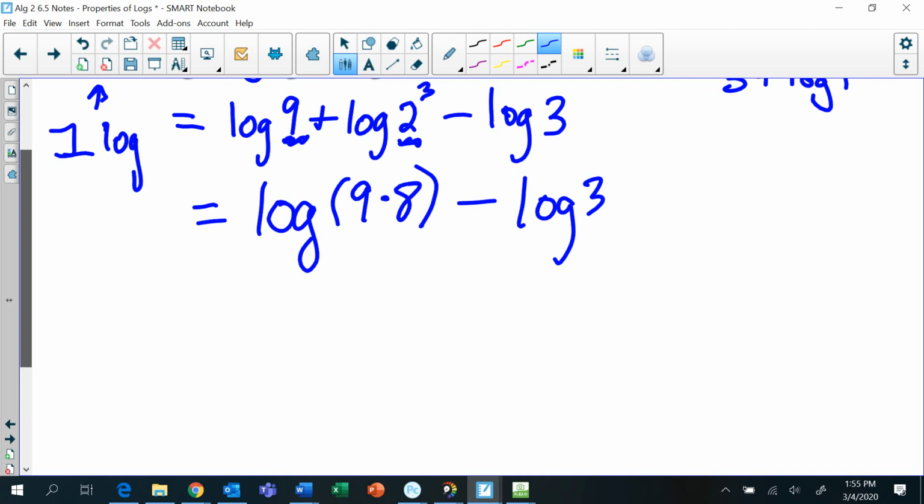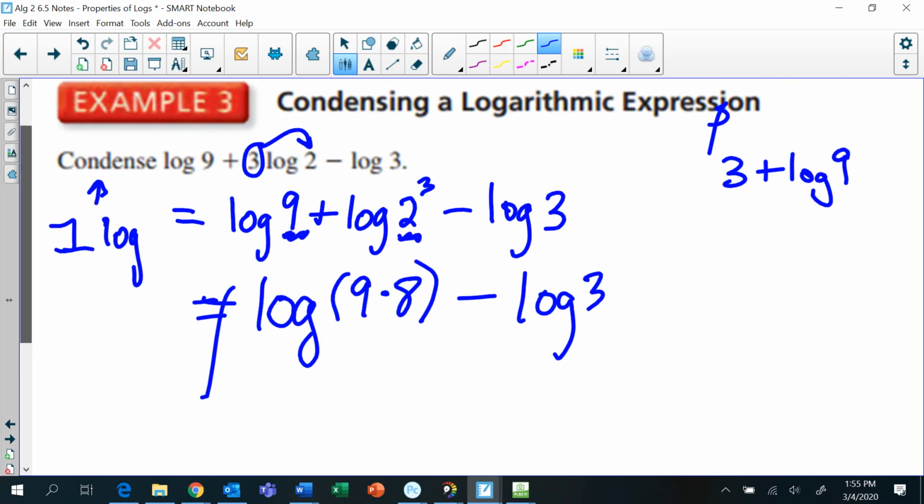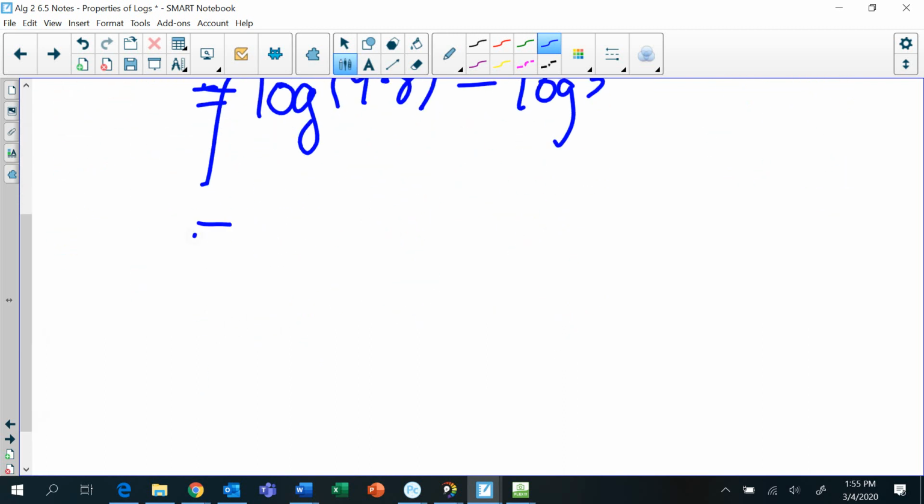I'm not done yet. What does subtraction mean when we condense it? Division. It means divide. So you're dividing by 7 squared. I'm going to write one logarithm. I'm going to have 9 times 8.